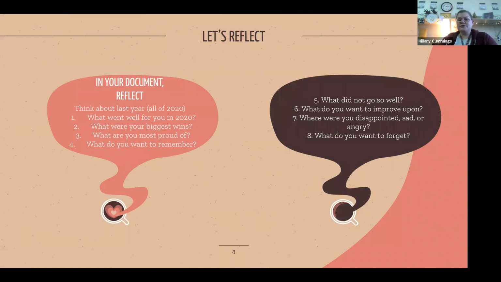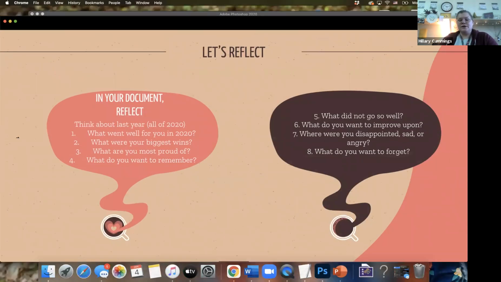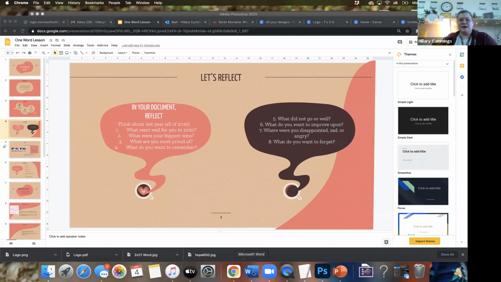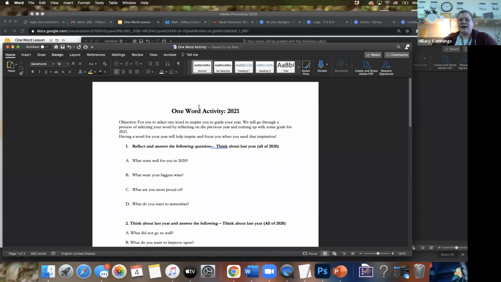So to begin with, we're going to do some reflection. And so you're going to go ahead and open up your Word document in Teams. It says One Word Activity 2021. And our objective is that our goal at the end is that we're going to pick one word that's going to guide us for the rest of this year. We're going to go through a process of selecting the word by reflecting on the previous year and coming up with some goals for 2021.